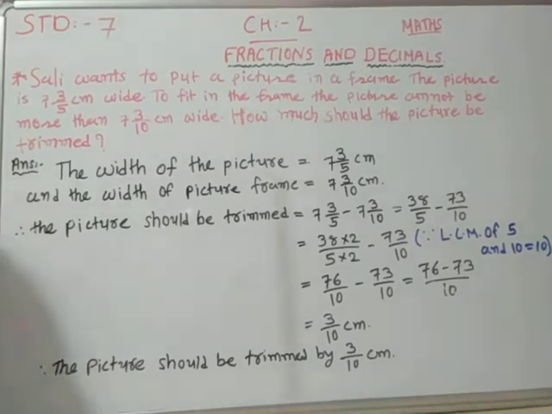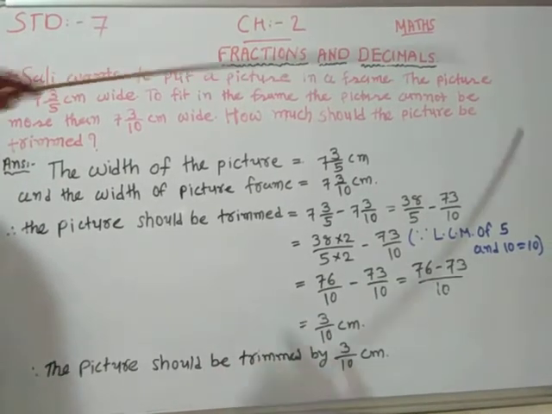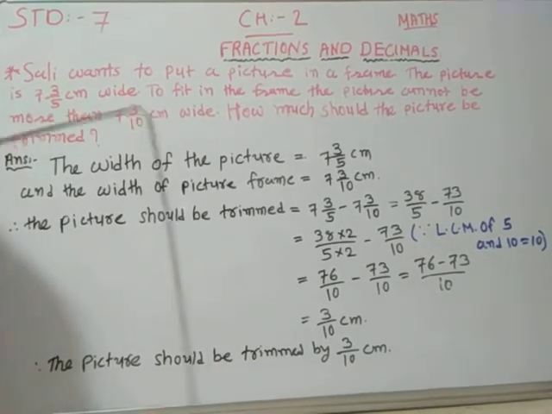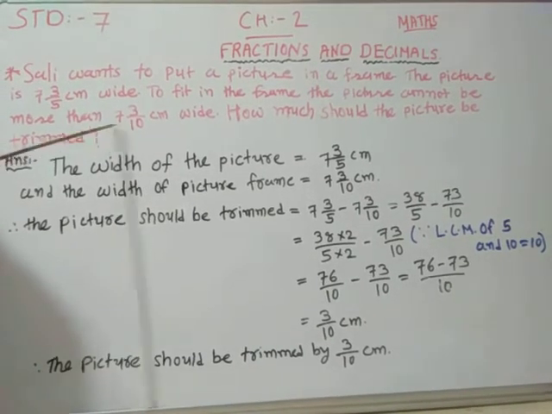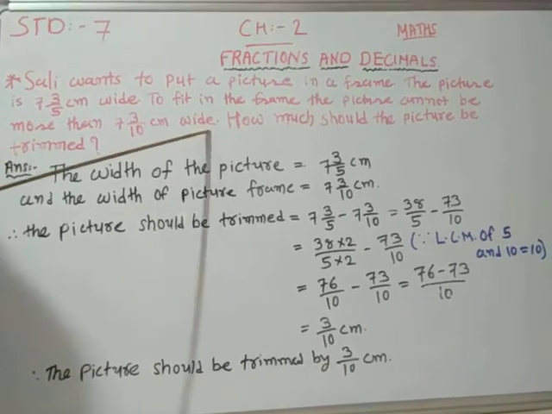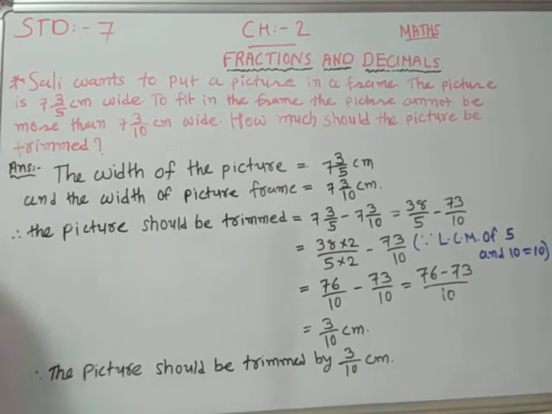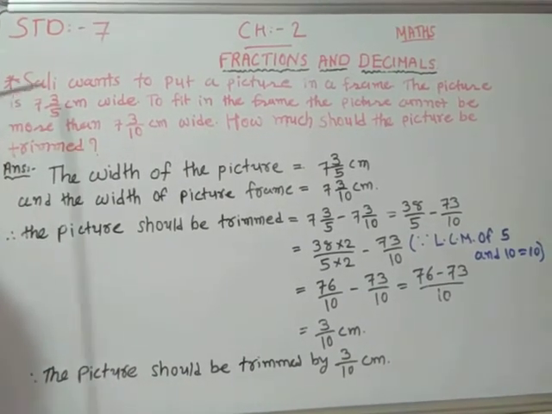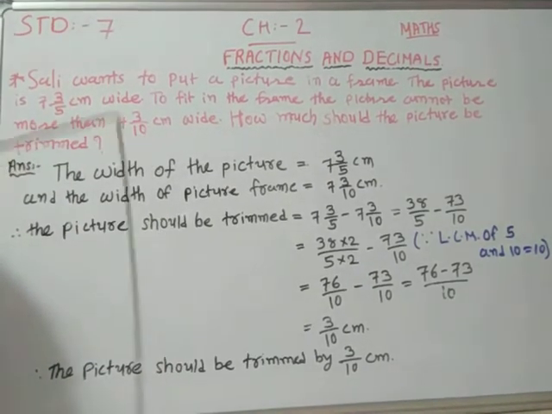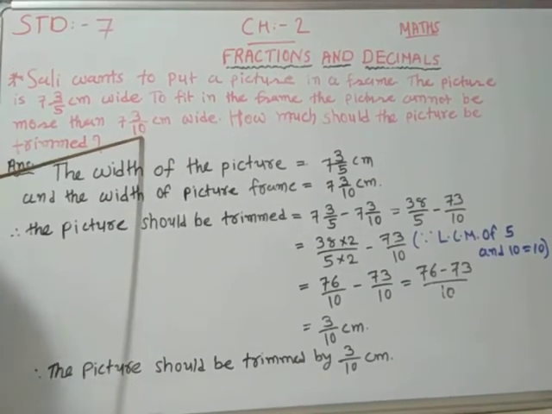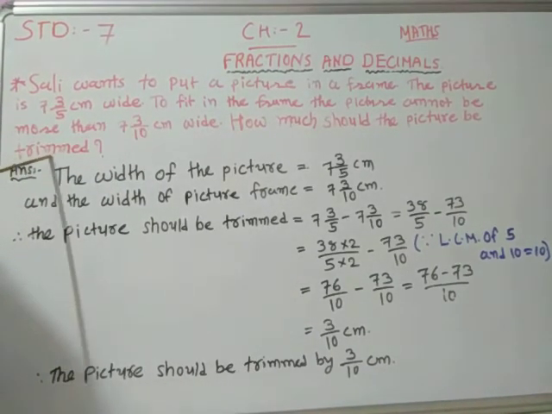Let's take another example. Sally wants to put a picture in a frame. The picture is 7 3 by 5 cm wide. To fit in the frame, the picture cannot be more than 7 3 by 10 cm wide. How much should the picture be trimmed? Here the width of the picture is given, that is 7 3 by 5 cm, and the width of picture frame is given, 7 3 by 10 cm. Now you have to find out how much should the picture be trimmed.